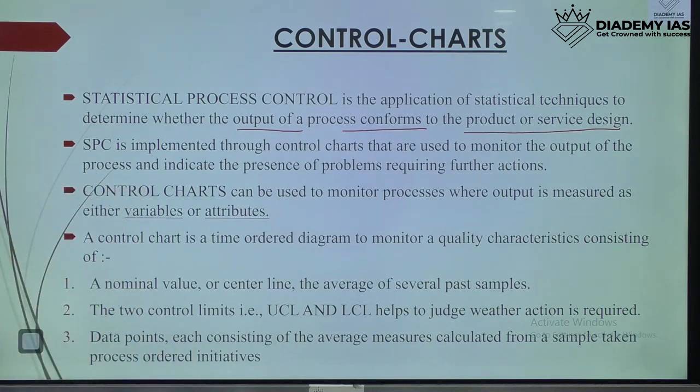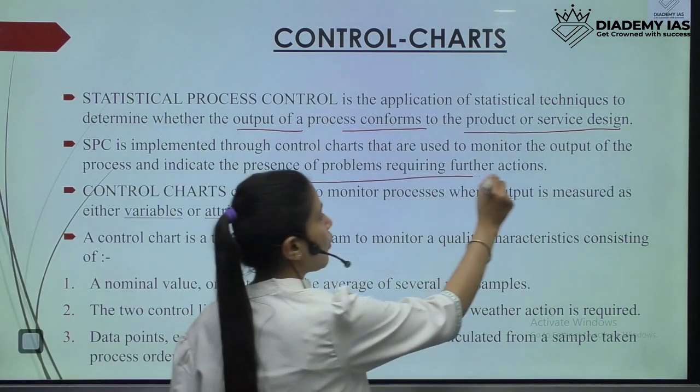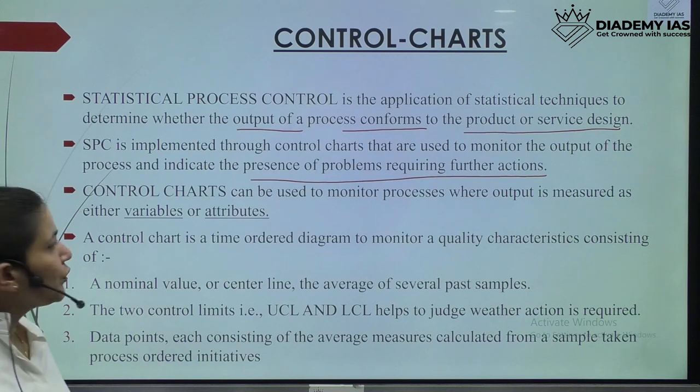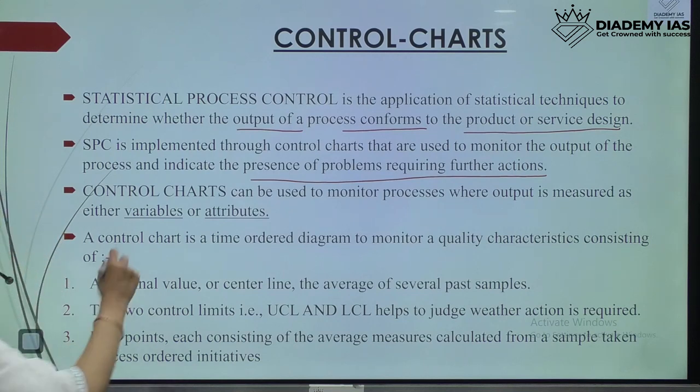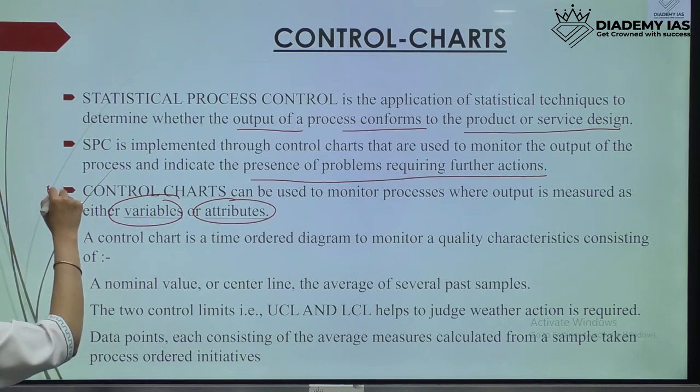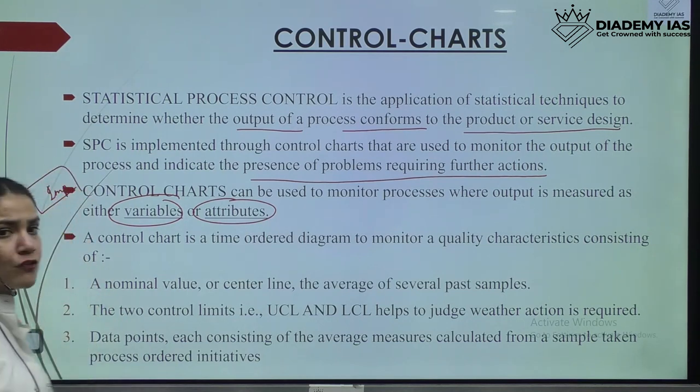SPC is implemented through control charts that are used to monitor the output of the process and indicate the presence of problems requiring further action. Control charts can be used to monitor a process where output is measured either in context of variables or attributes. It's an important point. So you would be asking, ma'am, how do we actually use control charts?